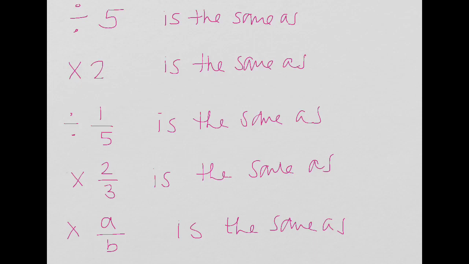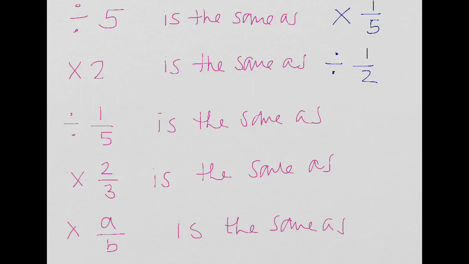So I'm hoping you're there now. So dividing by 5 is the same as multiplying by 1/5, because the link between dividing and multiplying is that dividing by a number is the same as multiplying by its reciprocal. So what did you write for the next one? If you got that one wrong, I'd press pause now and have another go, correct them. So multiplying by 2 is the same as dividing by its reciprocal, which is 1/2.